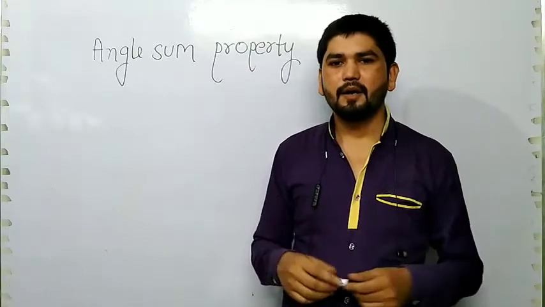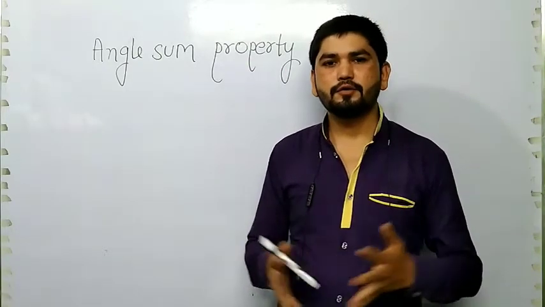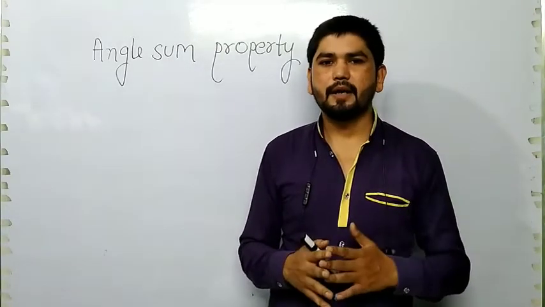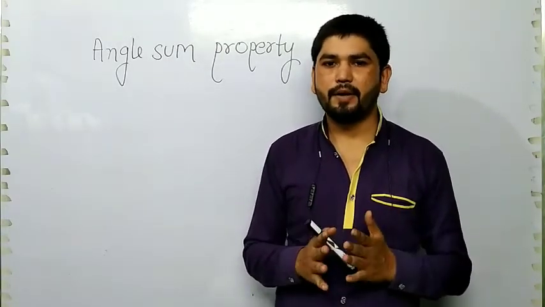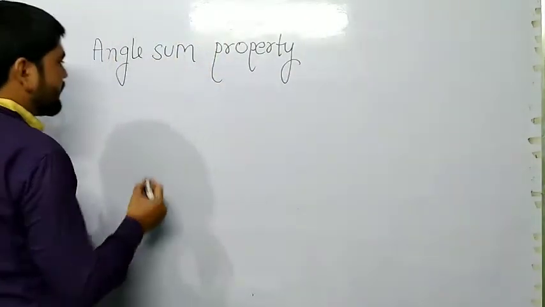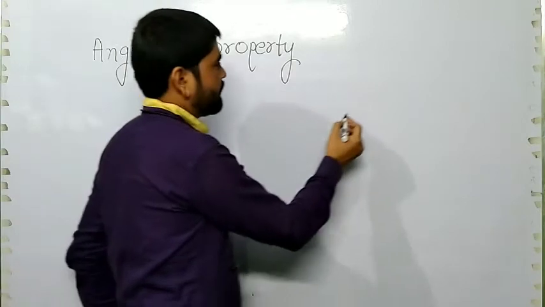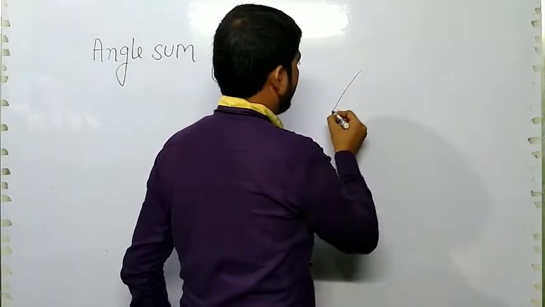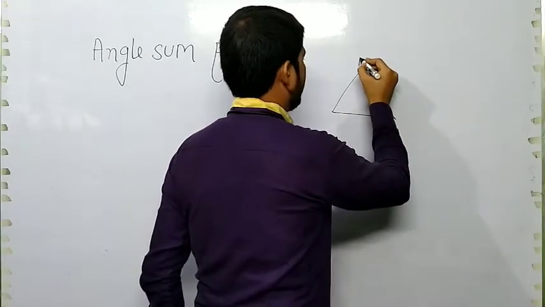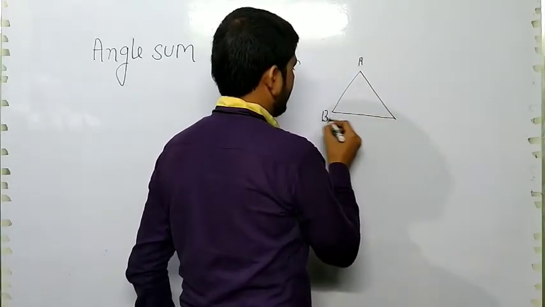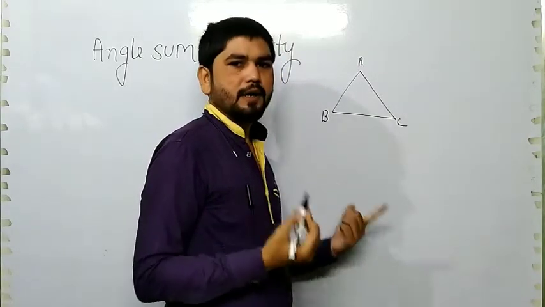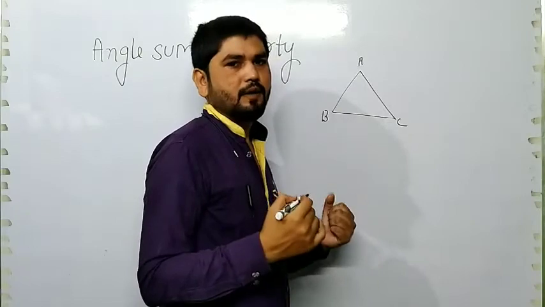Okay, but now I am going to show you how the sum of all the angles in a triangle is 180, and how we will prove it. Okay guys, so let's begin. First we will draw a triangle. Triangle ABC. The name of the triangle is ABC.